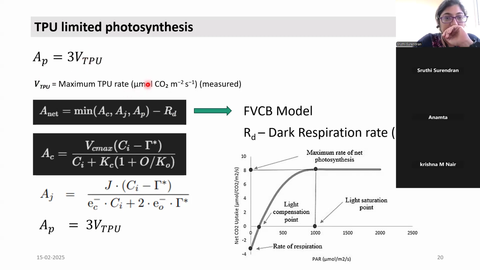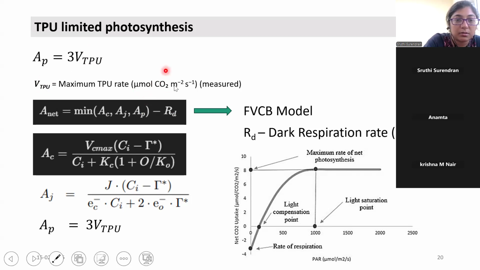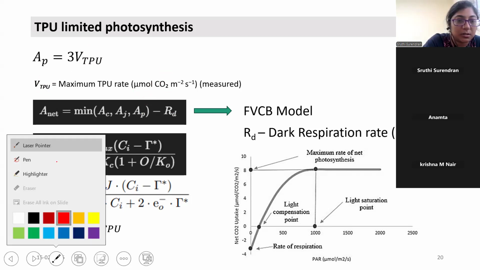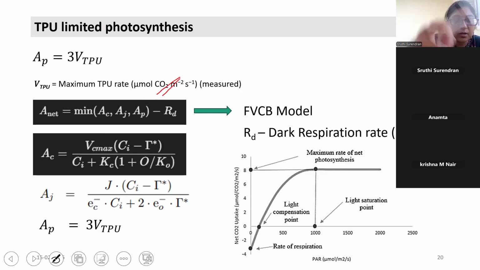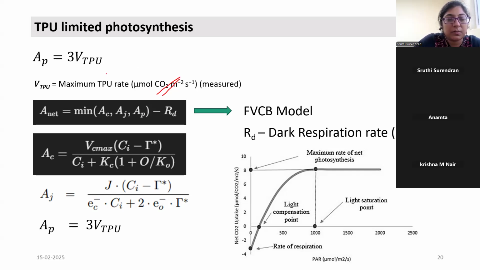This unit is not correct. I will correct it and put it. So again, just like Vcmax and Jmax, the maximum rate of... please note this unit is not correct. This is not carbon dioxide. It is micromoles of triose phosphate or something like that. So it's not carbon dioxide. We'll correct it in the slides and post it later.